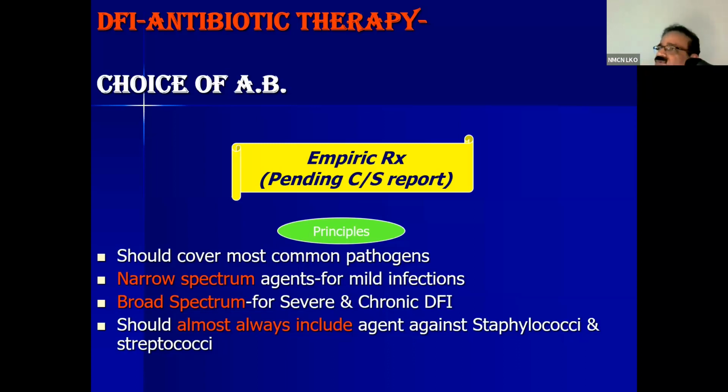They should cover the most common pathogens. As I told you, gram-negative organisms are more common in India than gram-positive, but definitely they are polymicrobial. So you have to give an antibiotic which covers most of the organisms, or polymicrobial treatment is to be done. Narrow spectrum treatment should be given when it's a mild infection. If it's a severe and chronic diabetic foot infection, you should always give broad spectrum antibiotics, and try to include, as per the USA or Caucasian guidelines, antibiotics for the staphylococci and the streptococci.